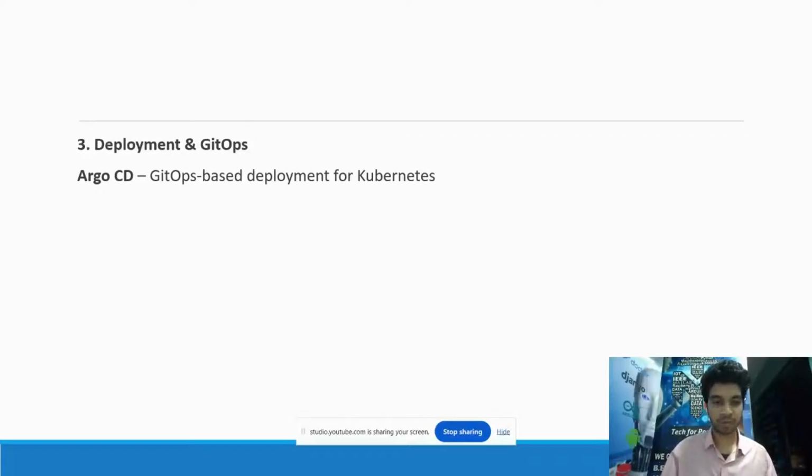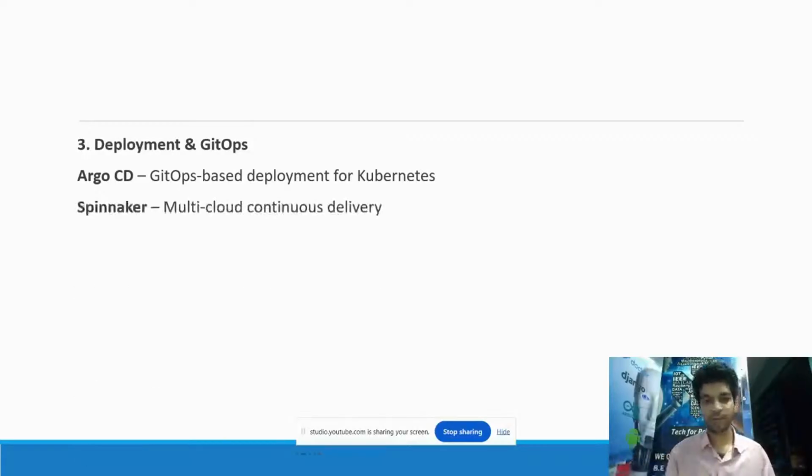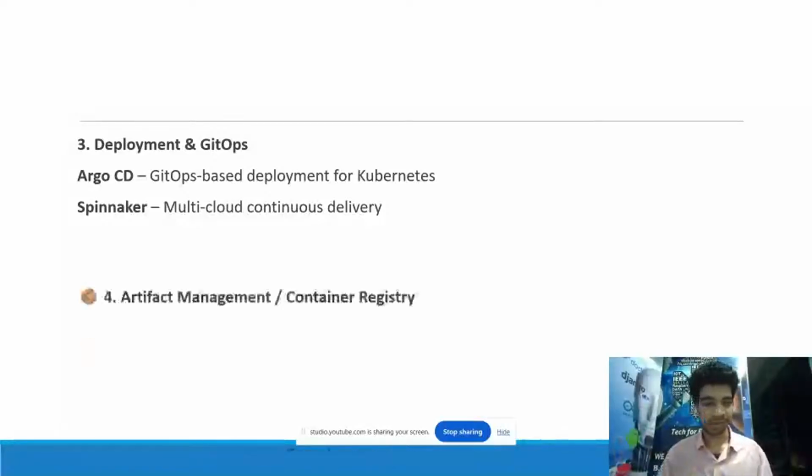We will see GitOps also. GitOps is an approach basically used with Argo CD. Then Spinnaker, okay. This is a newer tool used in DevOps. It is a multi-cloud continuous delivery tool, so we can make use of AWS, Azure, GCP.